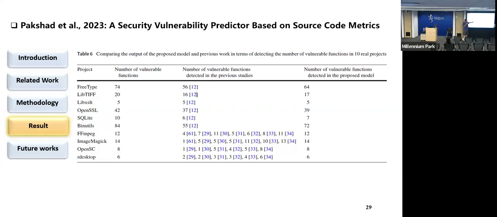This is the ground truth that we already know: the number of vulnerable functions for FreeType, for example, is 74. The previous papers before me, for example paper 12, gathered 56 of these 74. I gathered 64. For libtiff there are 16, and my paper gathered 17. You can see the comparison of the results here, which is interesting, I think.